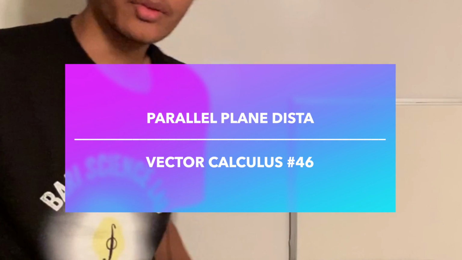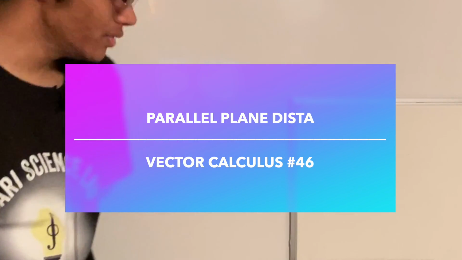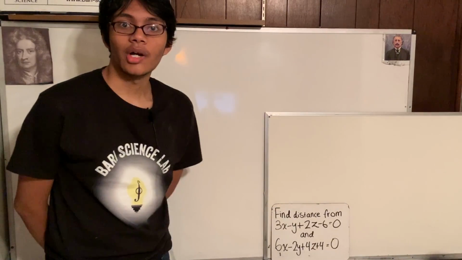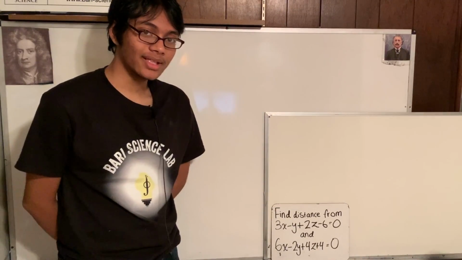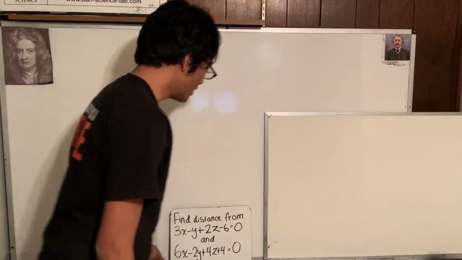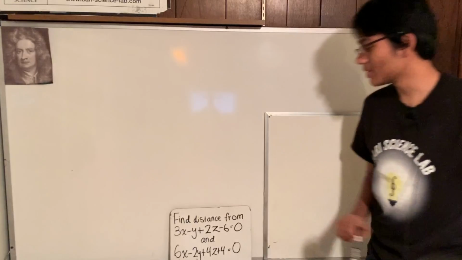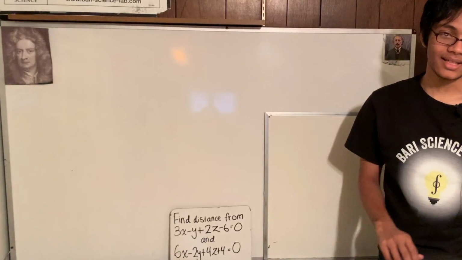Alright, folks, you're back. How do we do this problem? Well, the first thing you want to really do is draw a picture. You knew that was coming, didn't you? Well, that's what I always do. I draw a picture. Now, the first plane here is 3x minus y plus 2z minus 6.